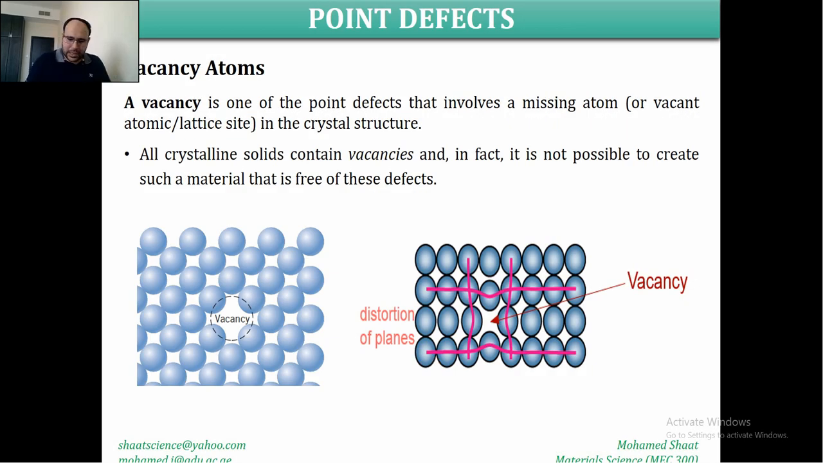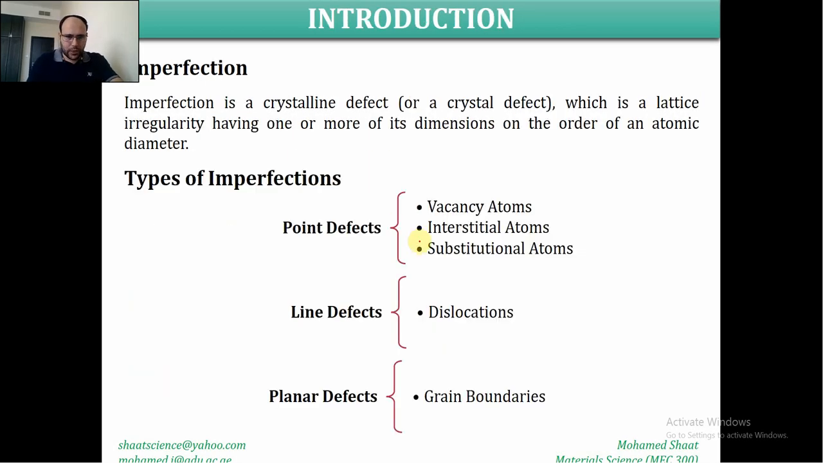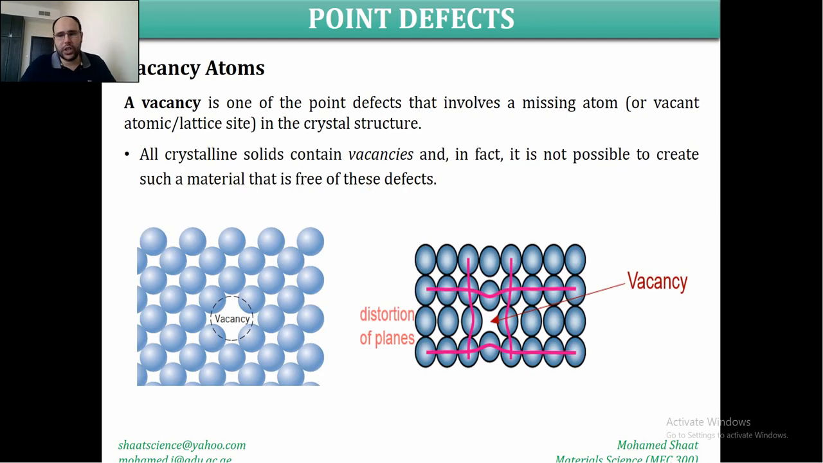So what is the vacancy atom? This is the first time. So let us focus on the point defects. Let's start with the vacancy atom. This is the first imperfection which is counted as a point defect. A vacancy is one of the point defects that involves a missing atom, where there should be an atom located at this lattice site. The lattice site is a position or a location that belongs to an atom or a unit cell.